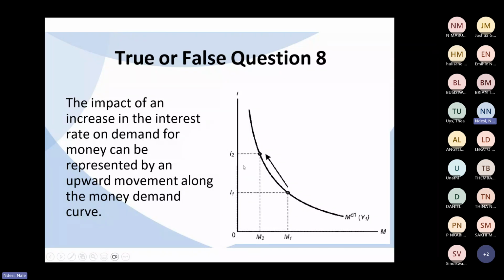The impact of an increase from I1 to I2 will be represented by the movement along the money demand curve, which is point A to point B. It's an upward movement. So if it was a decrease, it's going to be a downward movement.